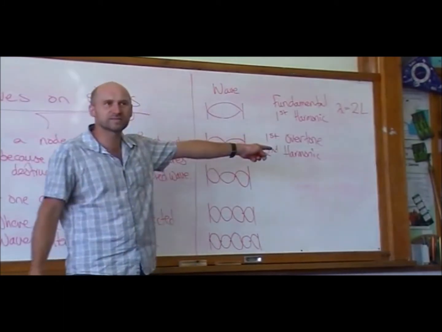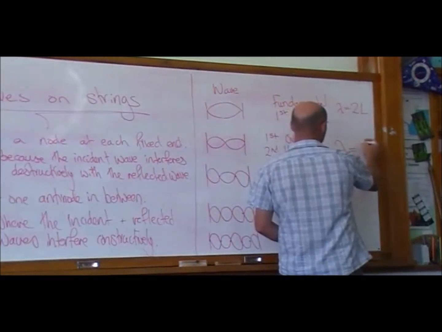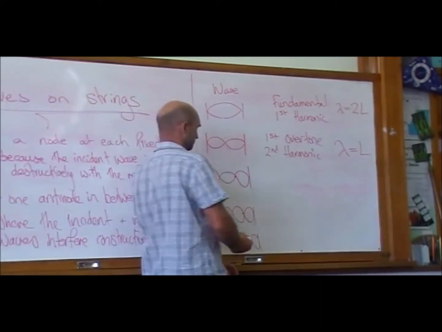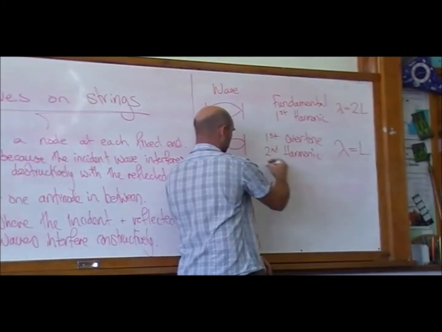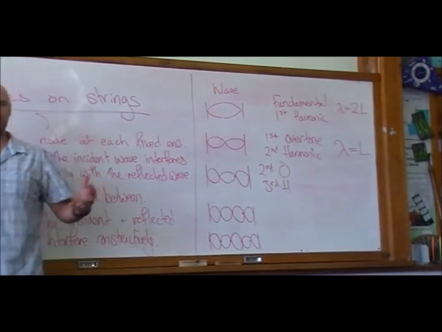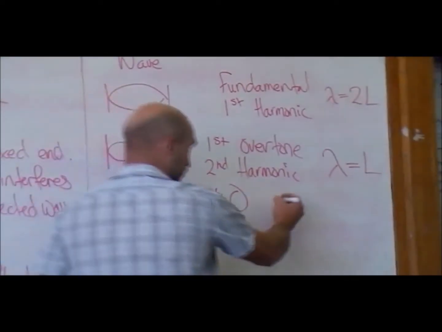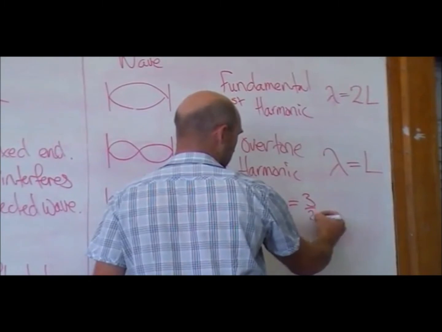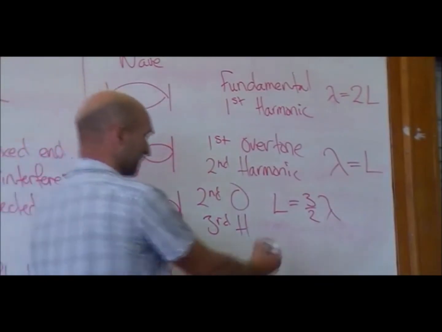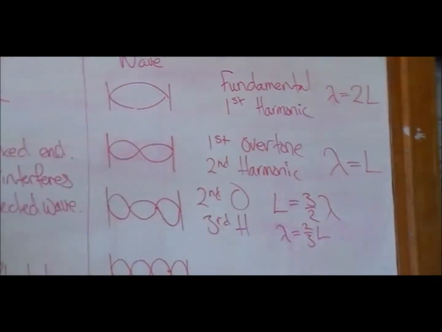Third harmonic, how long's the wave compared to the string? Exactly one, so the wavelength is the string length. What might we call this one? Third harmonic, second overtone. How can we compare the wavelength and the string length? The string length is 1.5 wavelengths. That's true. 3/2 is nicer than 1.5, because then it's really easy to rewrite it to say that the wavelength is 2/3 of the string.